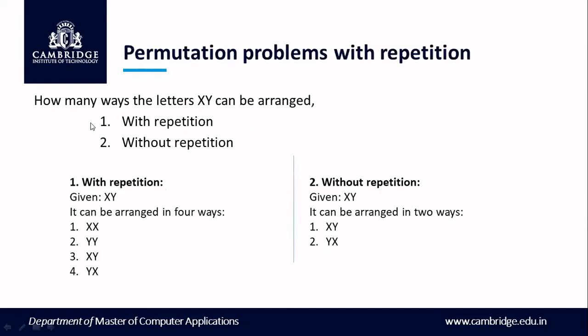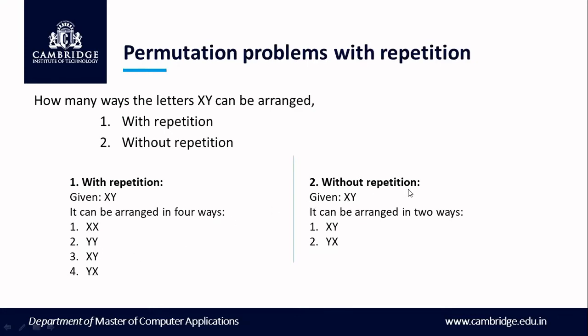Let me explain with a small example. How many ways can the letters X, Y be arranged? One is with repetition, another one is without repetition. With repetition means there are 2 spaces, a 2 letter word from X and Y. It can be arranged in 4 ways. That is, first time selection is X, second time also the selection is X because we use the method with repetition. Second option, Y is selected, second time also Y is selected. And the other options are XY and YX.